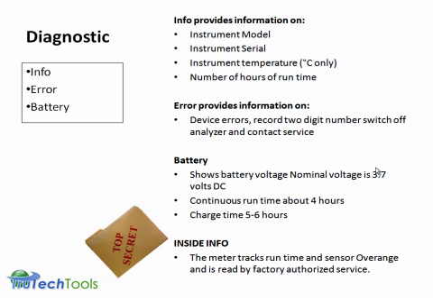The diagnostic menu provides information on the model and serial number, the instrument internal temperature, the number of hours that it's been run. It gives us information on errors, like if there's an internal error like a CO overrange or something like that. It shows us the battery voltage. The continuous hours of runtime on the battery is about 4 hours, by the way, and a charge time of 5 to 6 hours. And then the instrument can also store some runtime and sensor overranges that can be read by factory authorized service.